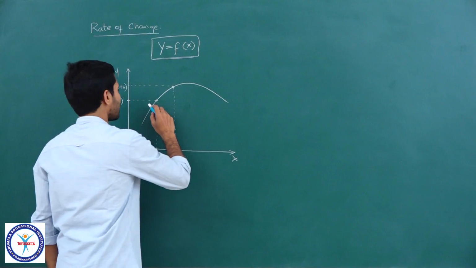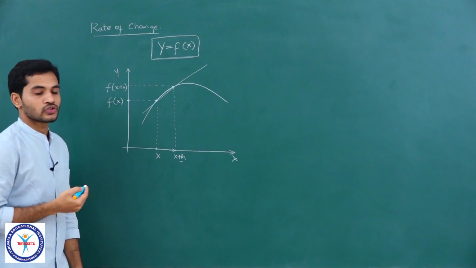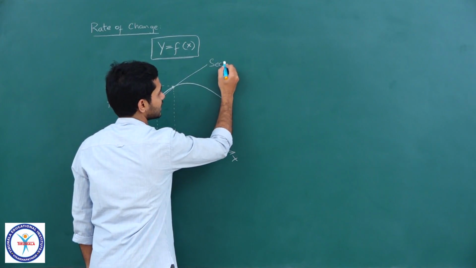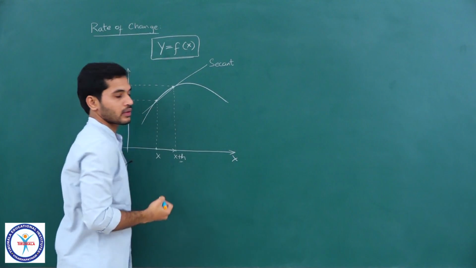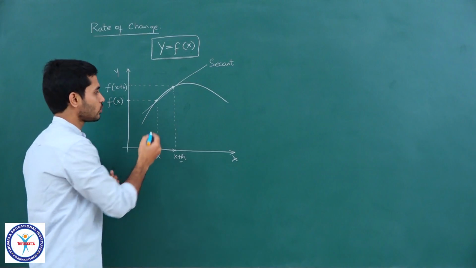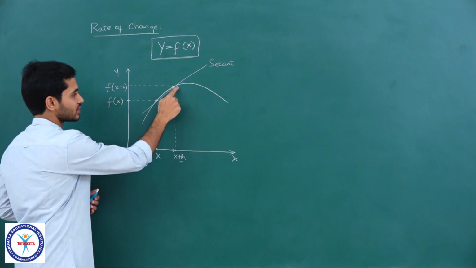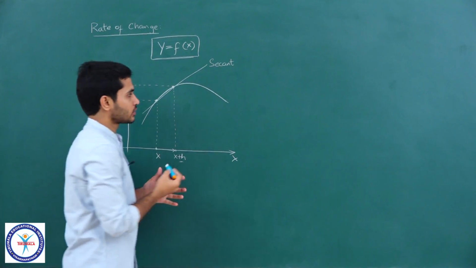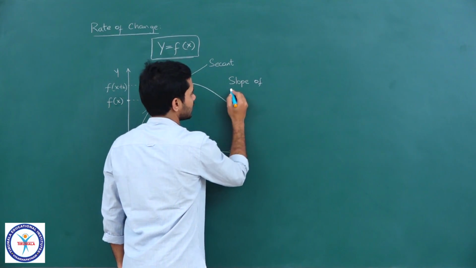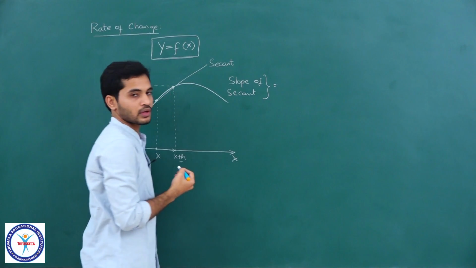Now, if I draw a line passing through these two points, which would be like this, from what we discussed earlier, we know that this line can be called the secant. Now let us write the expression for the slope of that secant. We know the coordinates of both points, the x, y coordinates of both the points. So, let us write the slope of the secant.